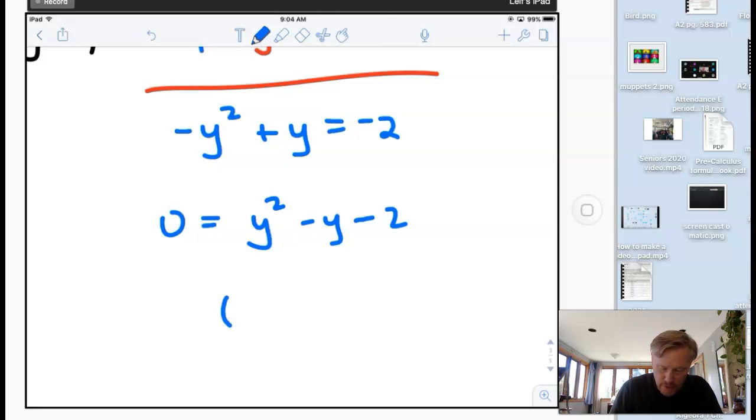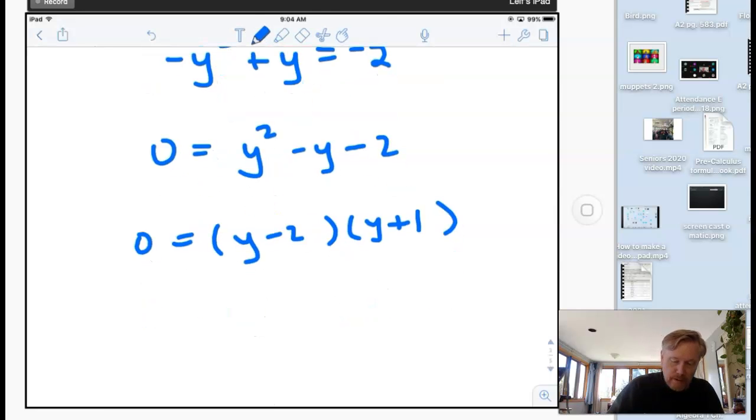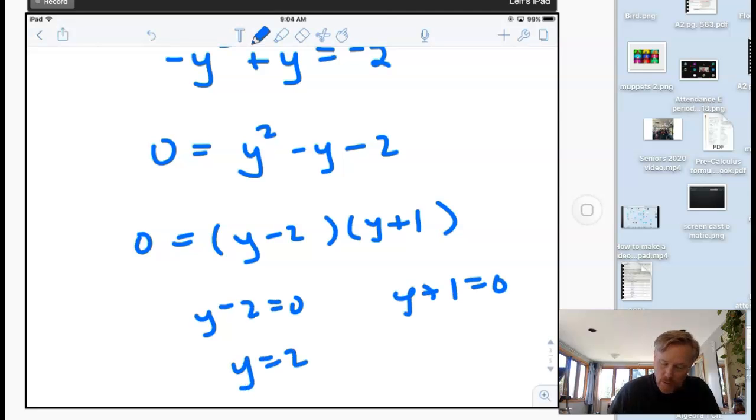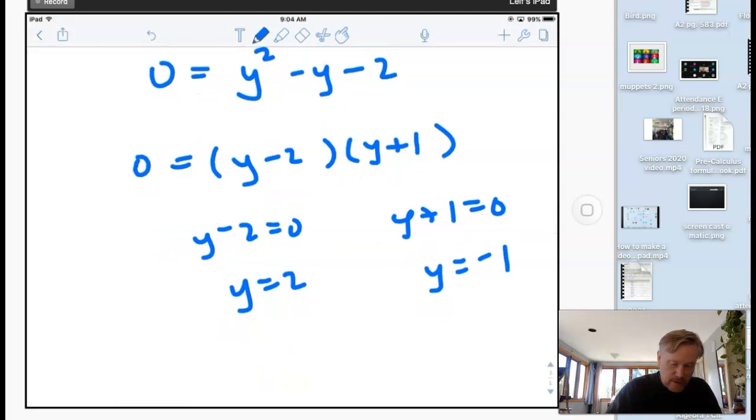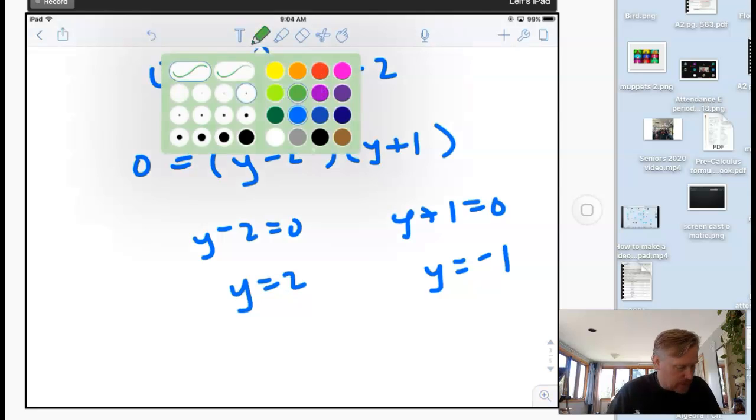What multiplies to -2 and adds up to -1? Well, that's y minus 2, y plus 1. This one's going nice and easy. So I get y minus 2 equals 0, y plus 1 equals 0, and I get y equals 2, y equals -1.